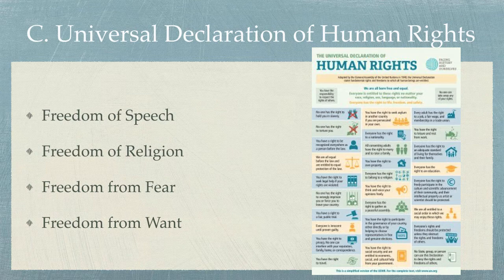The final system in the New World Order that was set up to deal with social issues was the Universal Declaration of Human Rights. Now, the Universal Declaration of Human Rights was based on four freedoms: freedom of speech, freedom of religion, freedom from fear, and freedom from want.